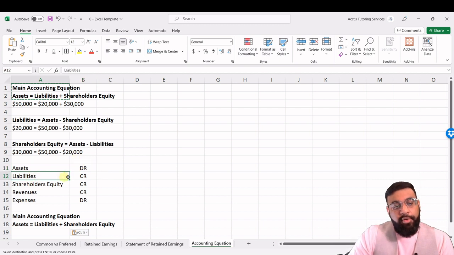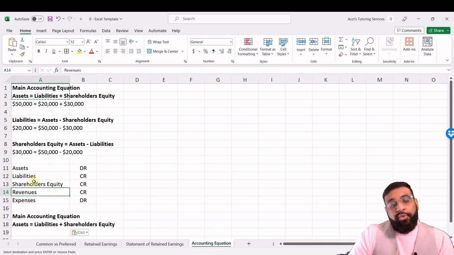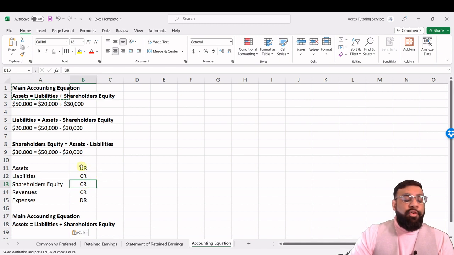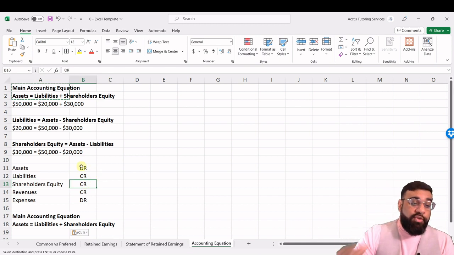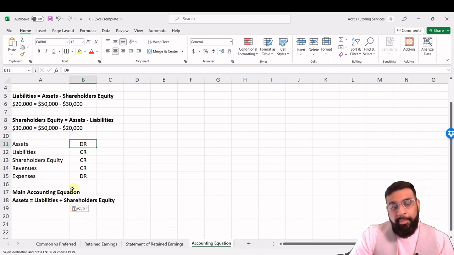When we say a liability is a credit account, that means on the credit side it increases. That means by default on the debit side it decreases. Shareholders' equity is also a credit account. However, there's a huge misconception where students think that shareholders' equity is a debit account. So I'm going to explain why shareholders' equity is a credit account using the main accounting equation.